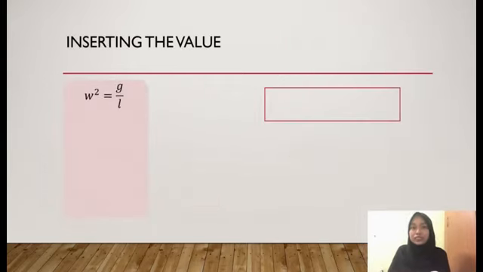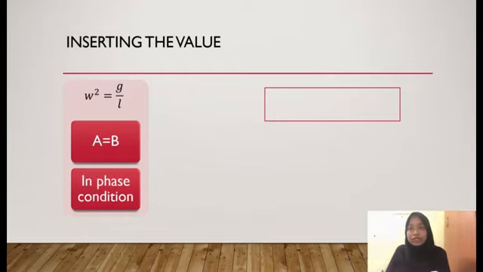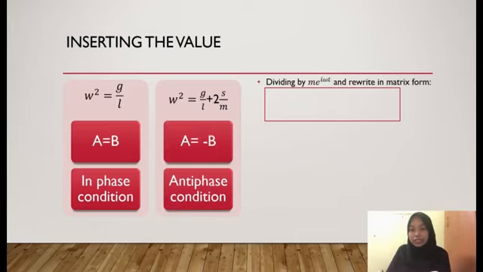Next, we insert the value omega squared equal to g over l in the pair of equations. We'll keep a equals b as the in-phase condition. But if we insert omega squared equal to g over l plus 2 times s over m, it results in a equals negative b, which is the anti-phase condition.